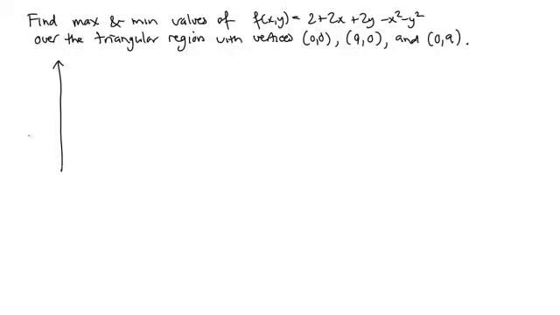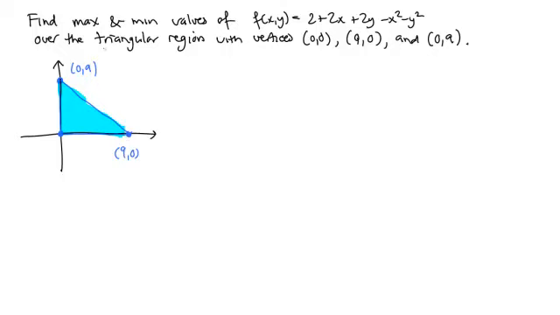So let me take a look at what this region is right here. We've got 3 vertices, (0, 0), (0, 9), and (9, 0). And so we're looking at this triangular region right here. And since it's a triangular region, it means I'm looking at all of the points on the inside of it as well.